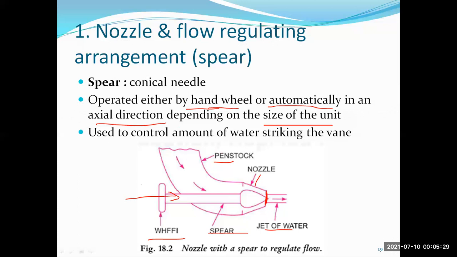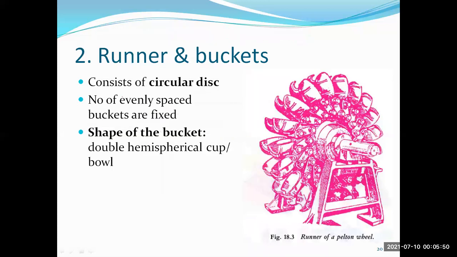Then if you move the spear backward, it will open up and increase the volume of water coming out through the nozzle. So basically it is used to increase and decrease, to regulate the flow of water. And the next component is the runner and the buckets.